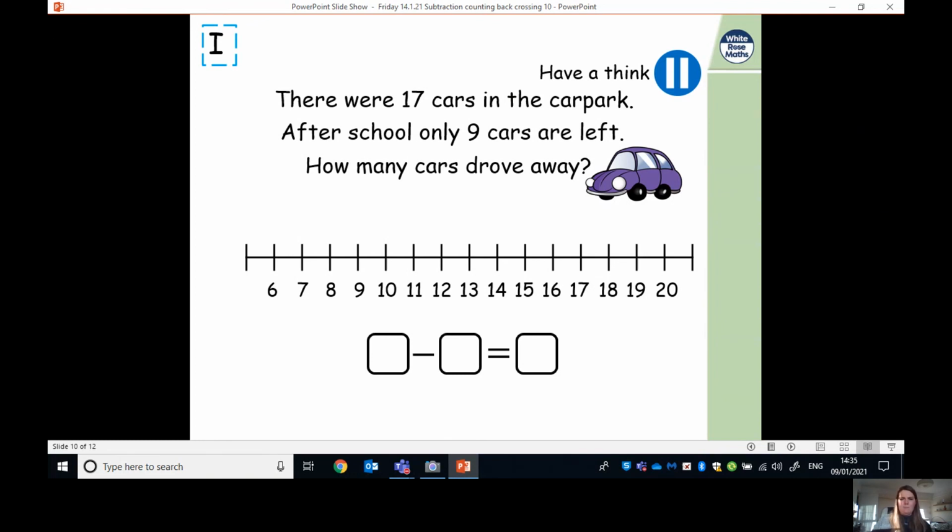I'm going to say it again. There were 17 cars in the car park. After school, only 9 cars were left. How many cars drove away?